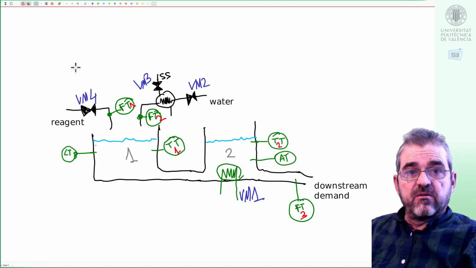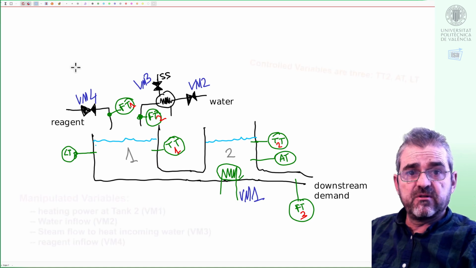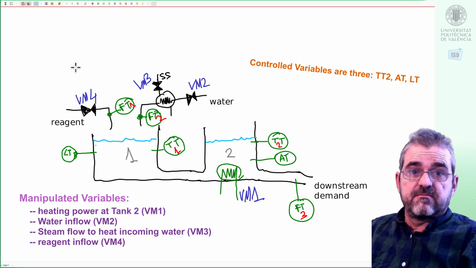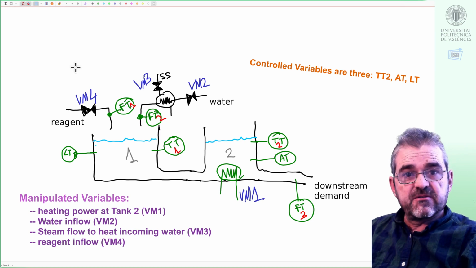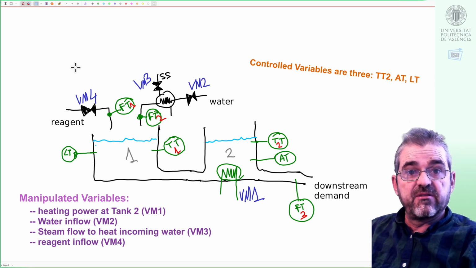So, how can we achieve those control goals? Well, in this picture we have a total of 7 sensors: 3 flow sensors, 2 temperature sensors, 1 concentration sensor and 1 level sensor, and we have a total of 4 manipulated variables. The heating power in tank 2, which is labeled as VM1, a water valve, VM2, a reagent valve, VM4, and a steam supply valve, VM3, to a heat exchanger in order to heat the water inflow before entering tank 1. So with 7 sensors and 4 manipulated variables, we have sort of an excess of instruments if we just wish to control 3 things.